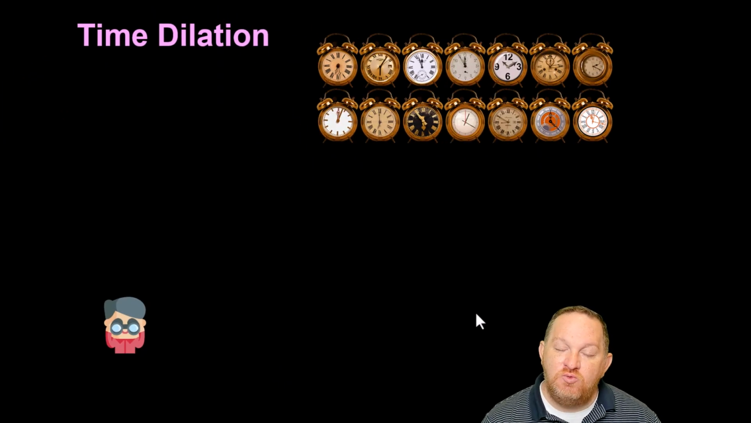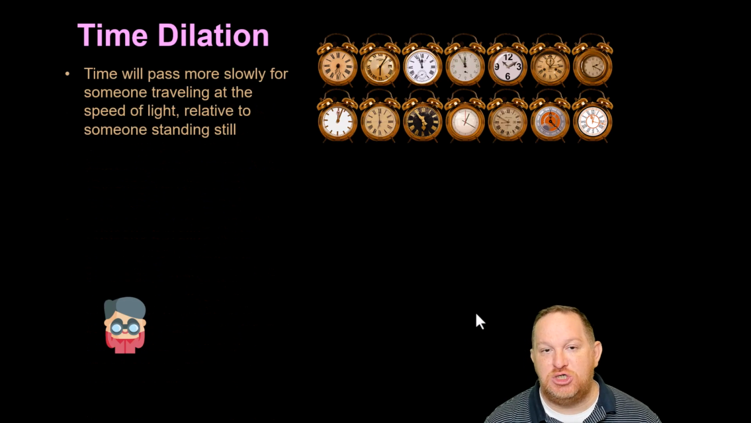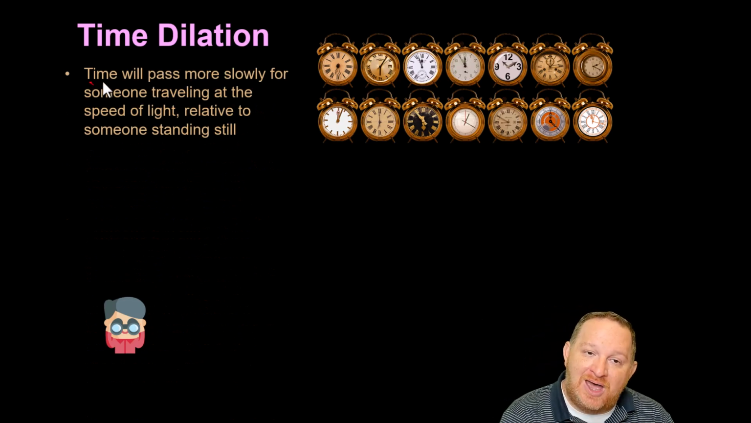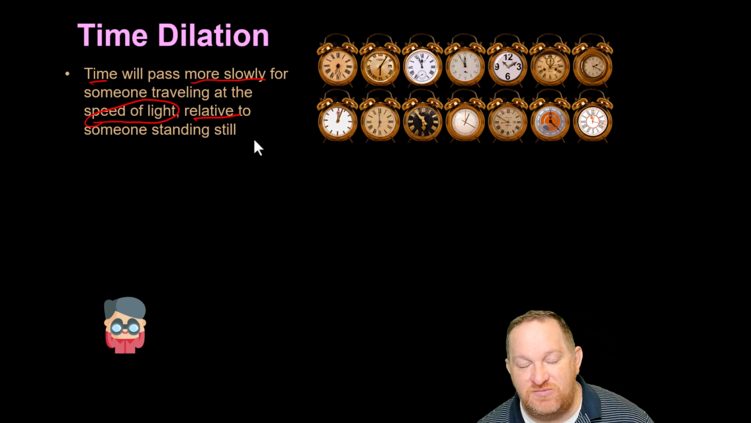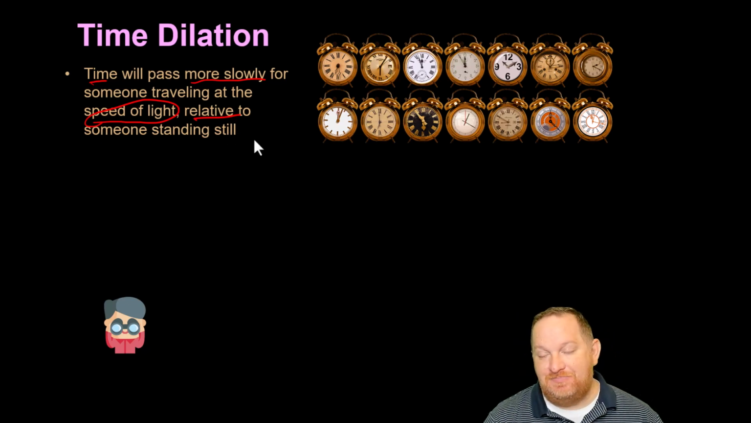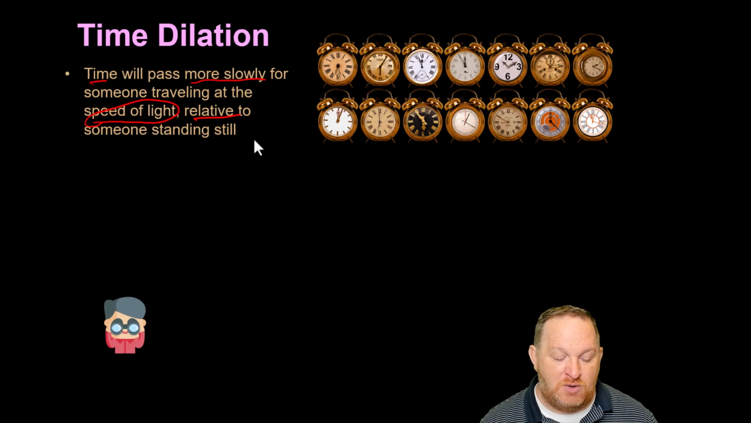So another really interesting point of special relativity is this idea of time dilation. Time, according to Einstein, will pass more slowly for someone traveling at the speed of light relative to someone standing still. If you watched the movie Interstellar, this was involved in that movie, that people who were getting close to the black hole were actually experiencing time moving differently, right?